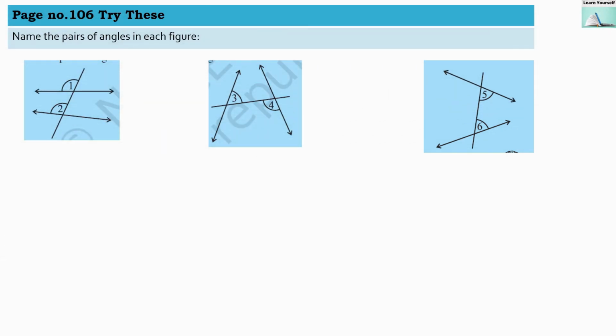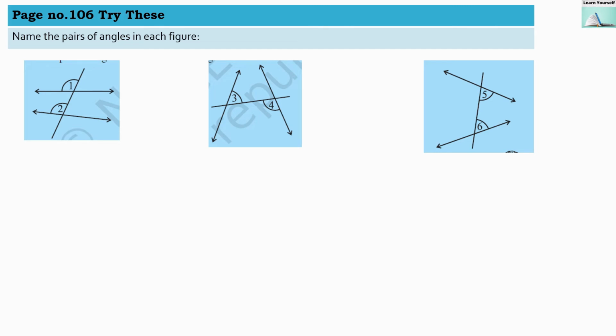Page number 106, try these sums. Name the pairs of angles in each figure. Now if you have any doubt regarding this, these angles are made by a transversal on parallel lines. So if you have any doubt in this topic, you can refer to my video based on angles made by a transversal on parallel lines. You can refer to that video for any of your doubts.